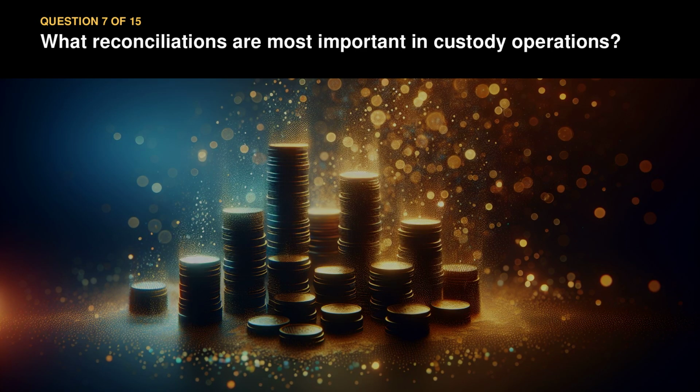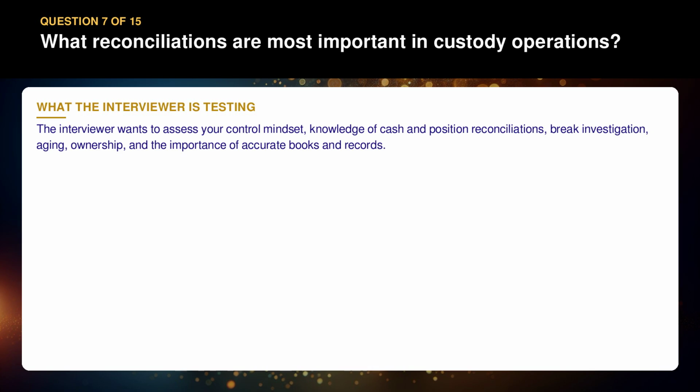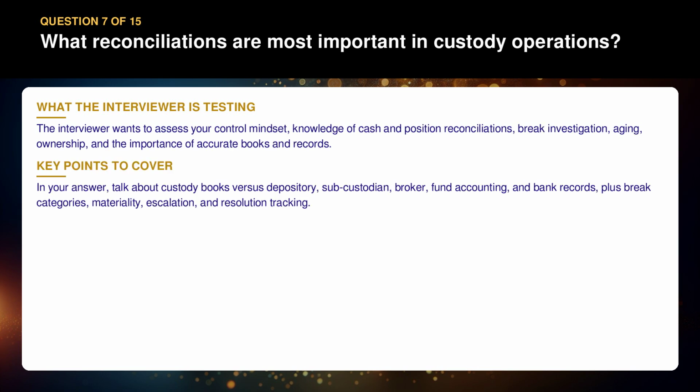Question 7. What reconciliations are most important in custody operations? The interviewer wants to assess your control mindset, knowledge of cash and position reconciliations, break investigation, aging, ownership, and the importance of accurate books and records. In your answer, talk about custody books versus depository, sub-custodian, broker, fund accounting, and bank records. Plus, break categories, materiality, escalation, and resolution tracking.